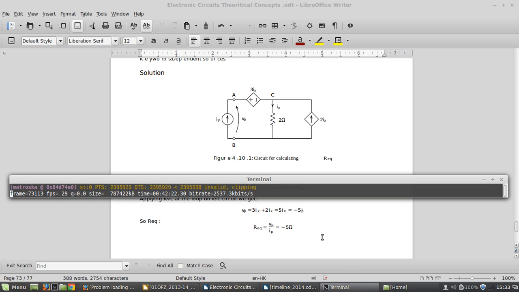And lastly we use KVL at the loop, and we say that the test voltage is equal to this voltage plus this voltage, right? And lastly we solve and find the test voltage and test current and substitute to get the R equivalent, which is equal to the test voltage divided by the test current. Alright, and we find the respective value.